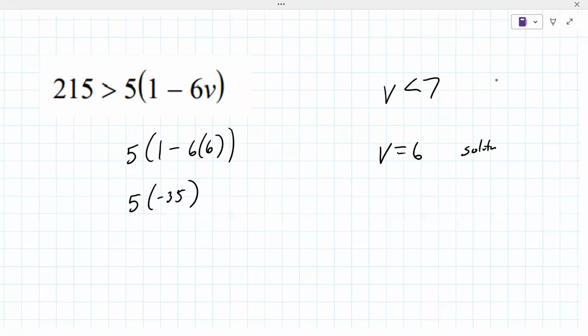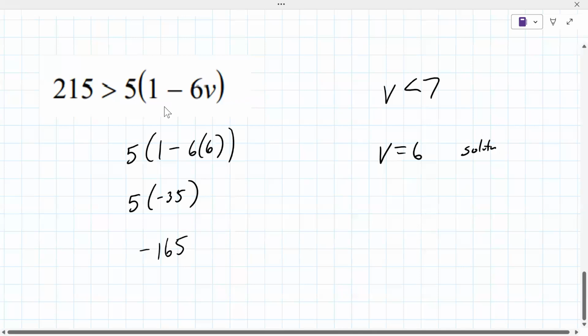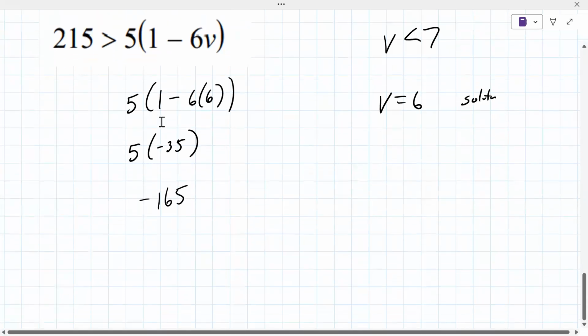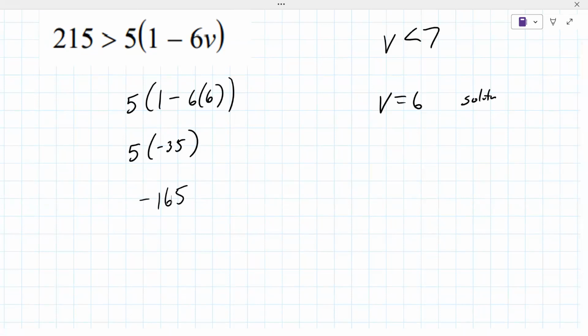5 times -35 is, well, it's whatever it is. It's -165. It should be a little bit closer to this number. It should more than certainly be the same sign. So I'm detecting that you may have had a sign error here or something. Did you multiply in by 5 or did you divide both sides by 5? I divided both sides by 5.